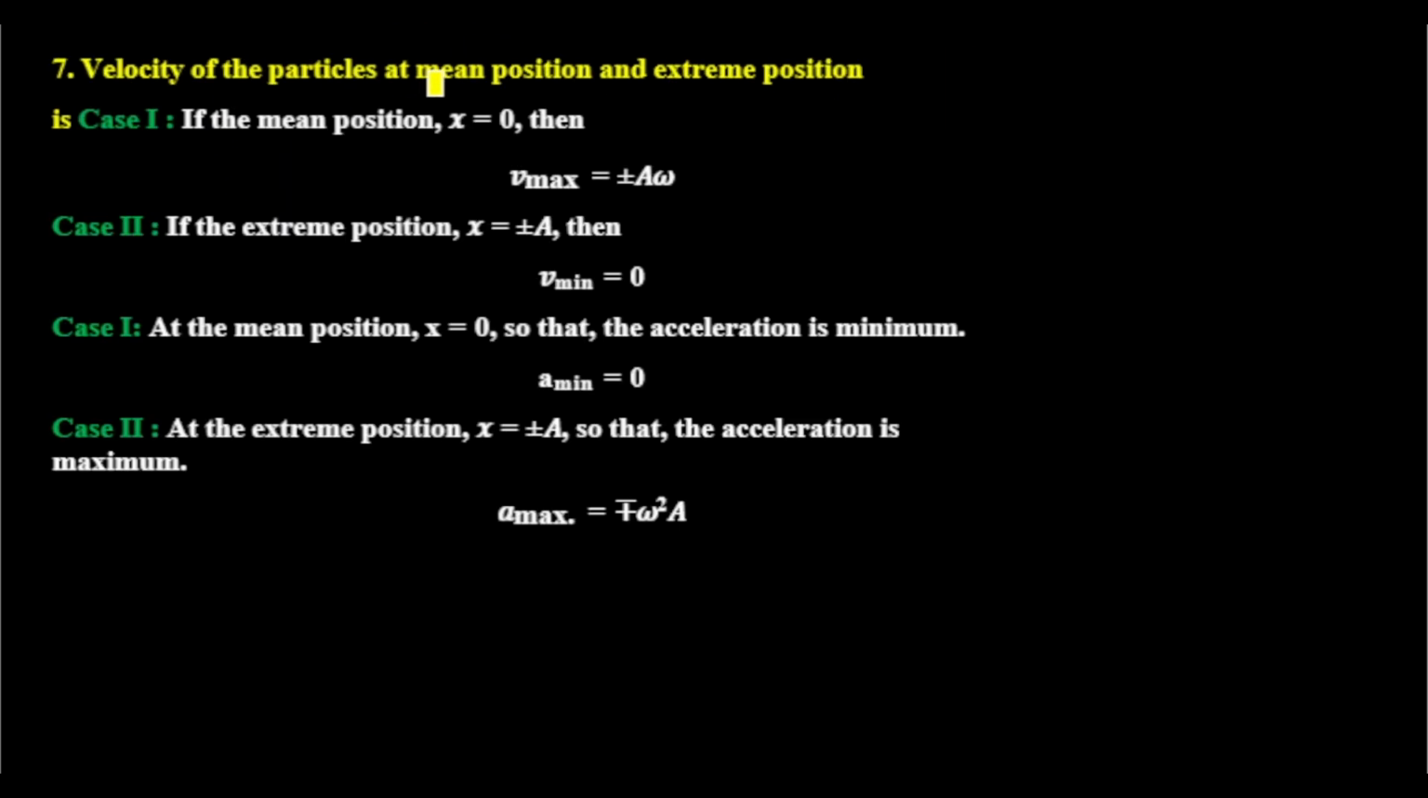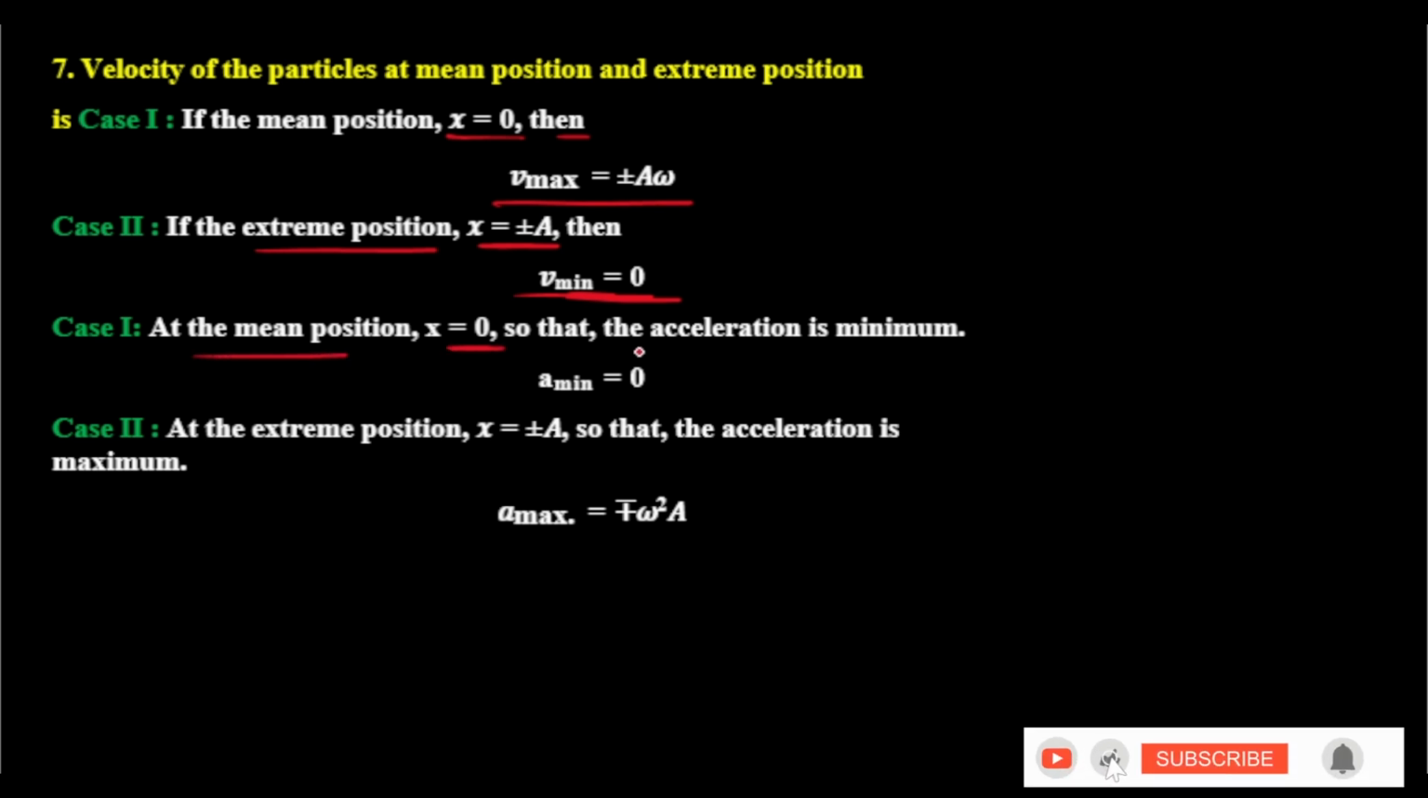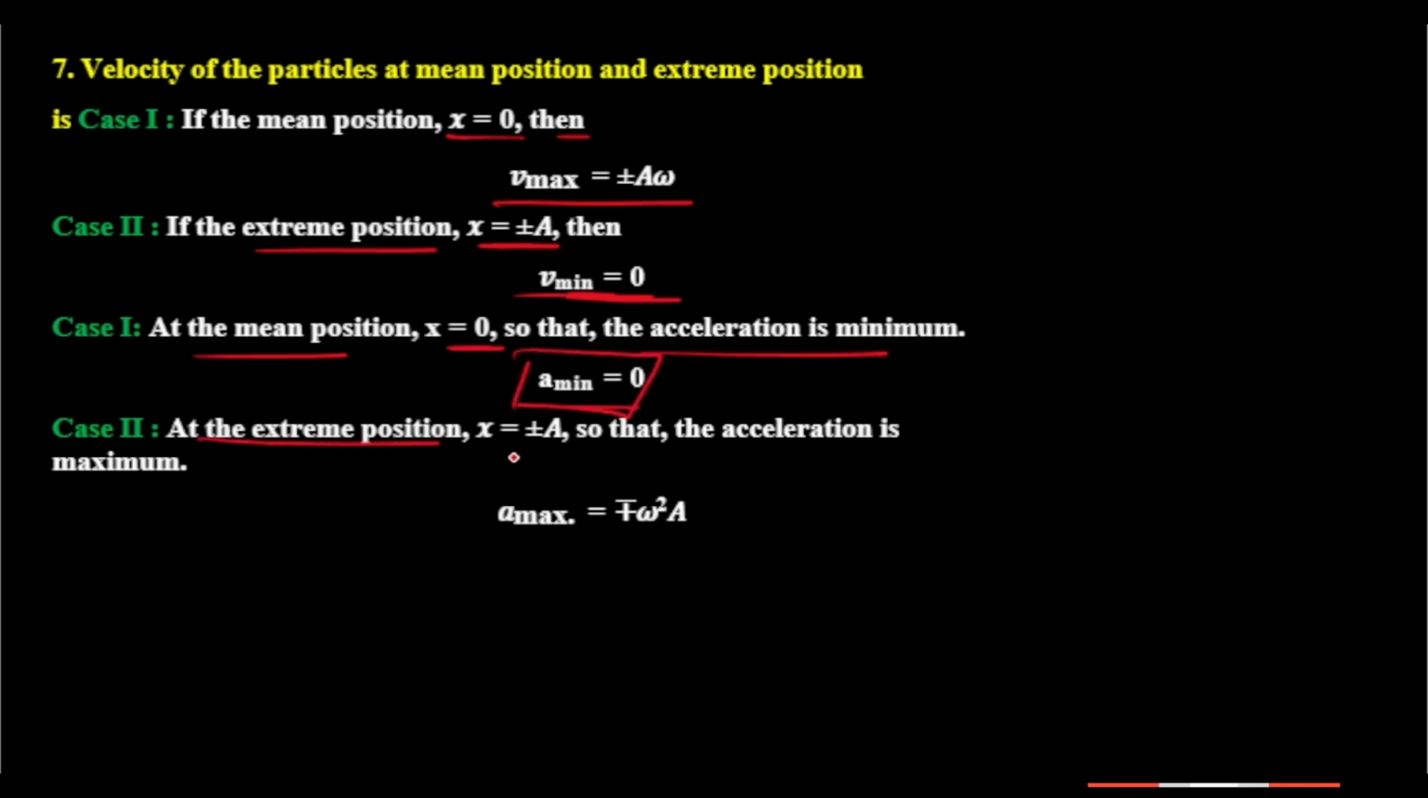Now, velocity of a particle at mean position and extreme position. At x is equal to 0, v max is equal to plus minus a omega. At extreme position, x is equal to plus minus a, then v minimum is equal to 0. At mean position, x is equal to 0, so acceleration is minimum. At extreme position, x is equal to plus minus a, so acceleration is maximum. So a max is equal to minus plus omega square a. This will be our answer.